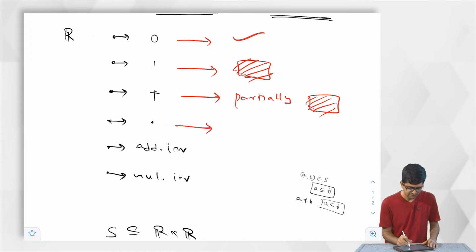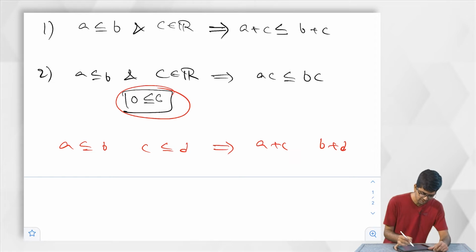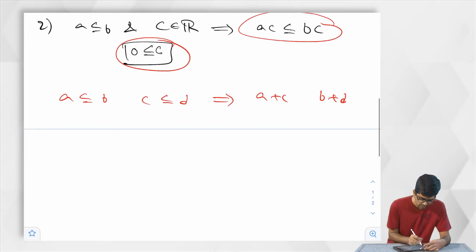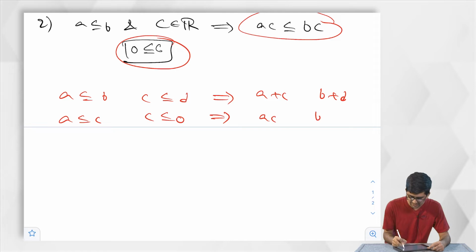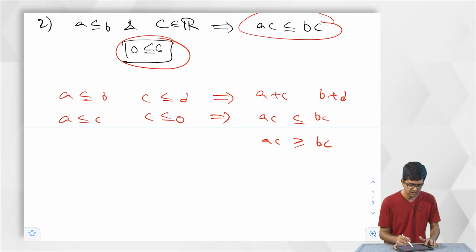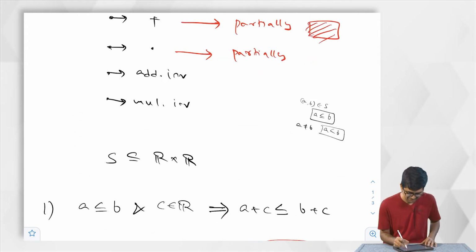Now multiplication is also partial. Why? Because in the situation AC less than or equal to BC, we are asking this extra condition, that 0 is less than or equal to C. Now one obvious question is, what happens if I take C less than or equal to 0? Does it say anything about AC and BC? Do we have AC less than or equal to BC or AC greater than or equal to BC? This is not part of the compatibility condition. So who will tell me what to do here? This we will see.